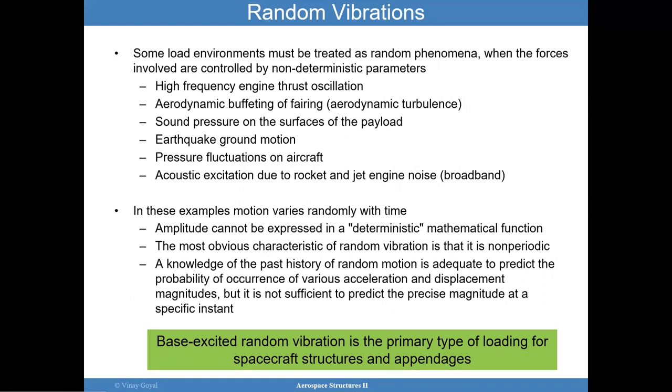Examples of those tend to be high-frequency engine thrust oscillations, aerodynamic buffeting, aerodynamic turbulence, sound pressure acting on the surface of the payload, or pressure fluctuations on the aircraft. Earthquake ground motion is an example of random vibration where you cannot predict the motion at any point in time. Acoustic excitation due to rocket and jet engine noise is another example. In all these examples, the motion varies randomly with time. The amplitude cannot be expressed as a deterministic mathematical function.